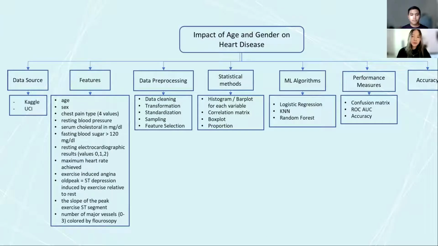For the data preprocessing, there are 5 steps, which include data cleaning, transformation, standardization, sampling, and then feature selection. And for the statistical methods, we use histogram or bar plot for each variable. We use correlation matrix, box plot, and also proportion. And for the machine learning, we use 3 algorithms, including logistic regression, KNN, and also random forest. And to measure the performance of our model, we used confusion matrix, ROC AUC, and also accuracy.